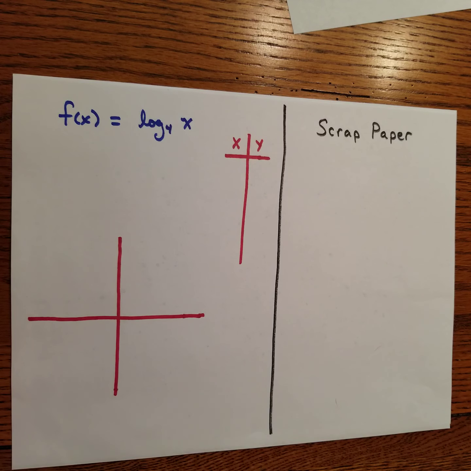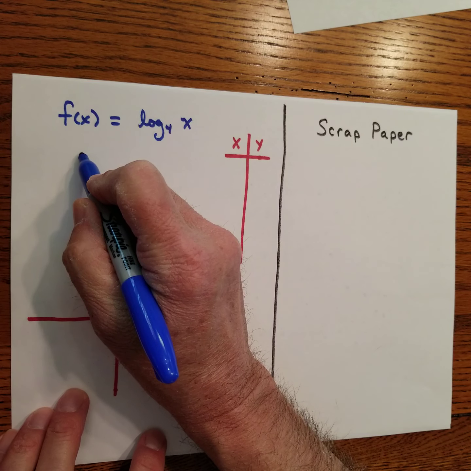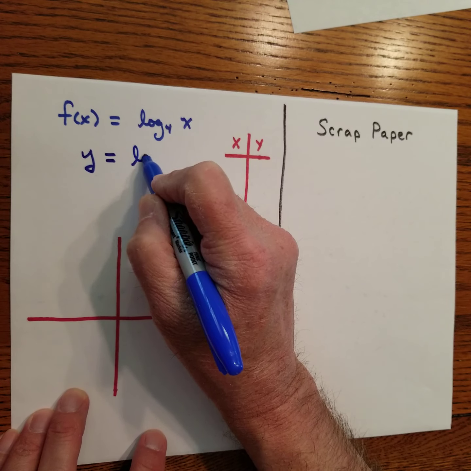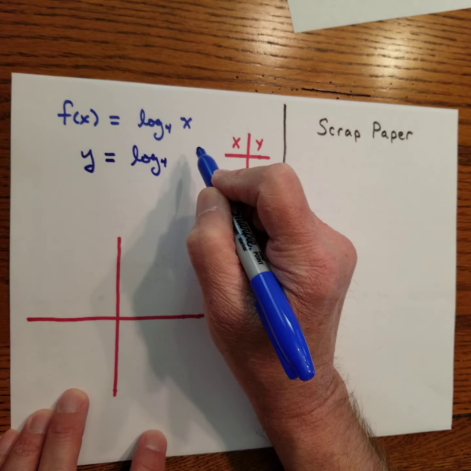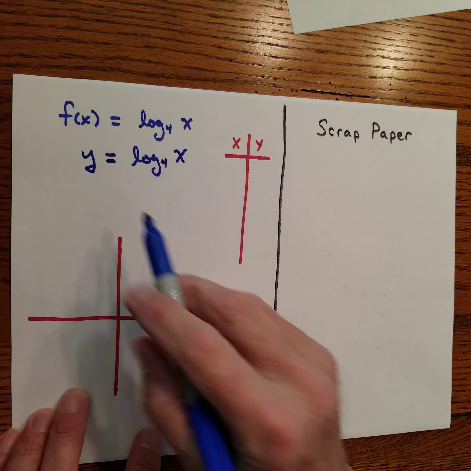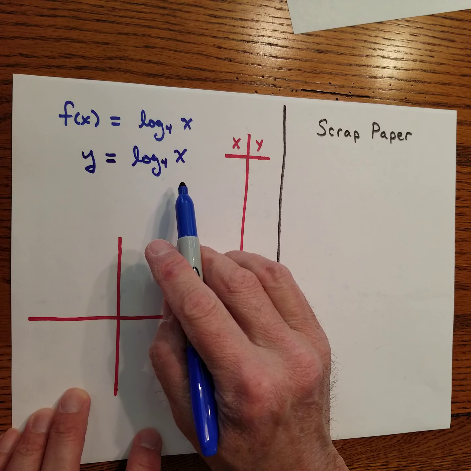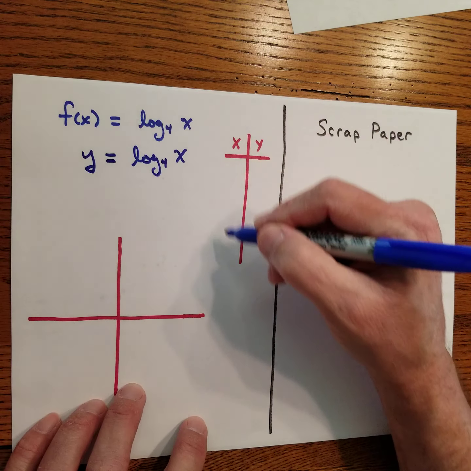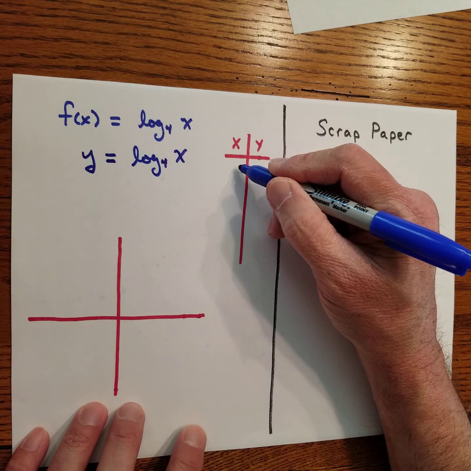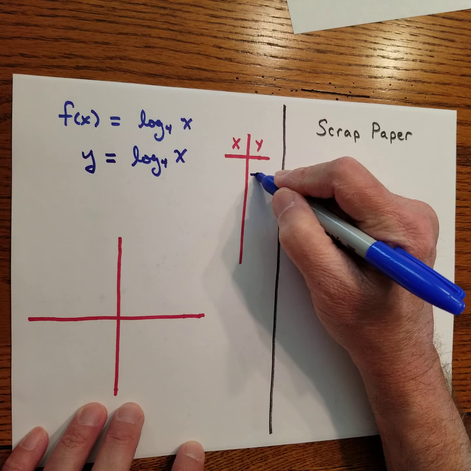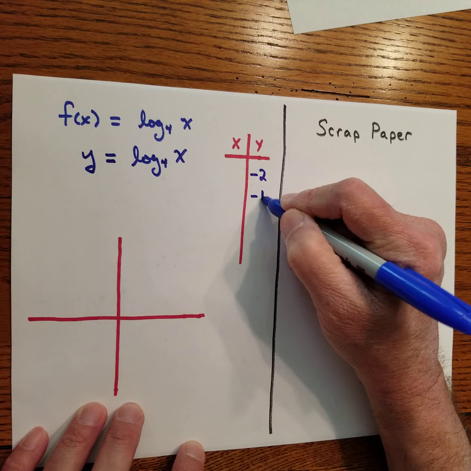Let's recall now that f of x is just a fancy name for y. Let's change f of x to y and rewrite the problem as y equals log base 4 of x. Now, since logarithmic equations are inverses of exponential equations, I'm going to switch up my xy chart. Instead of using -2, -1, 0, 1, and 2 for my x's, I'll use them for my y's.